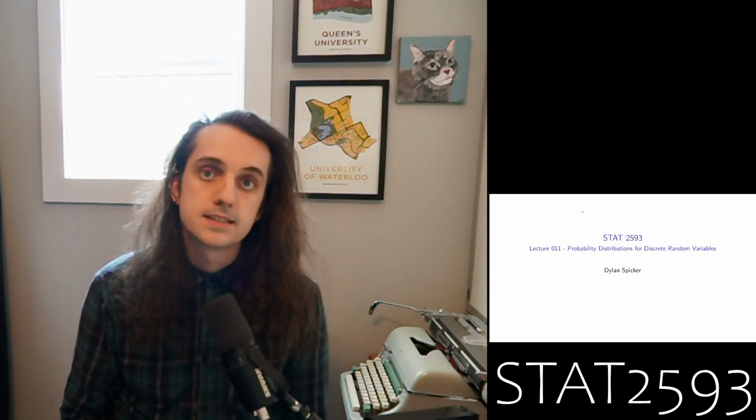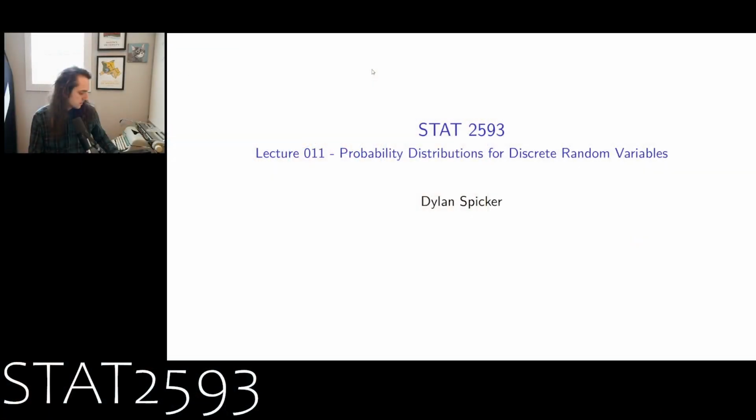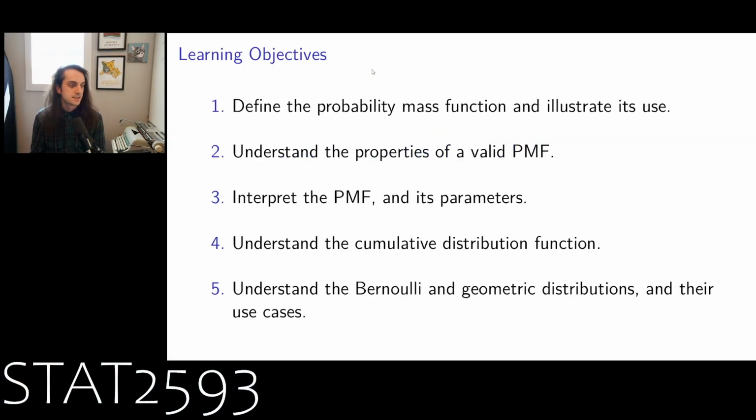In the lesson today, we're going to be taking a look at random variables which are discrete and how we can start to discuss probability related to discrete random variables. We're going to do this through probability distributions and introduce the concept of a probability distribution function or probability mass function. So with today's lesson, we want to define what a probability mass function is, and we'll illustrate how it's used. We also want to understand what are the properties of a valid PMF.